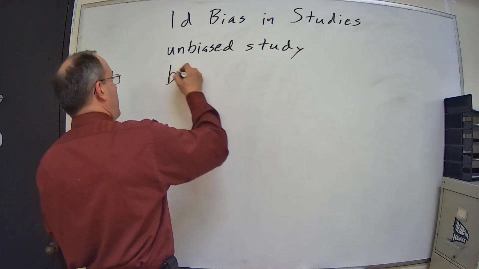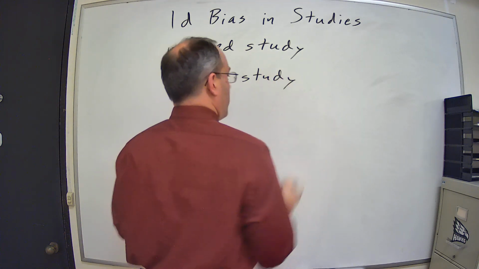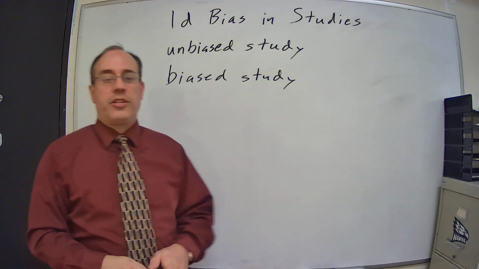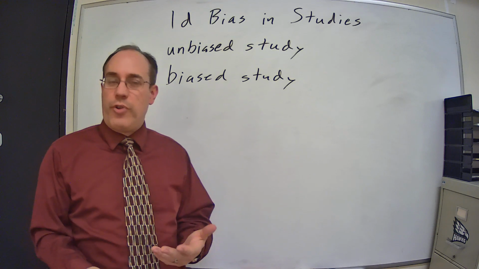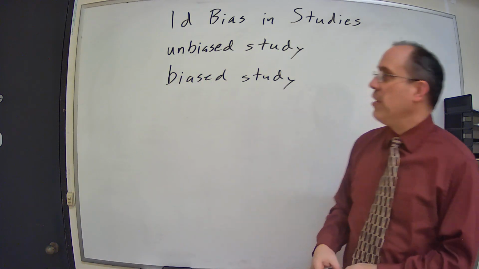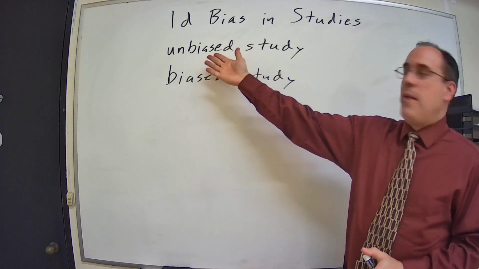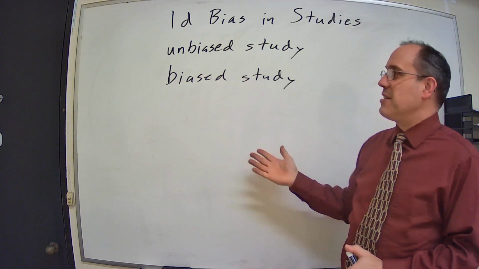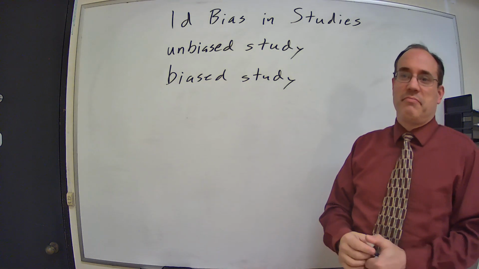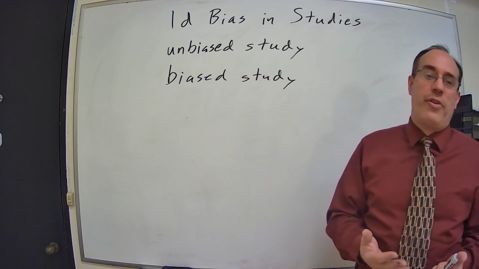as opposed to a biased study, which is conducted in a way that it tends to overestimate or underestimate the true value. So, an unbiased study accurately represents the truth. A biased study does not represent the truth. It either tends to overestimate or underestimate the true value.